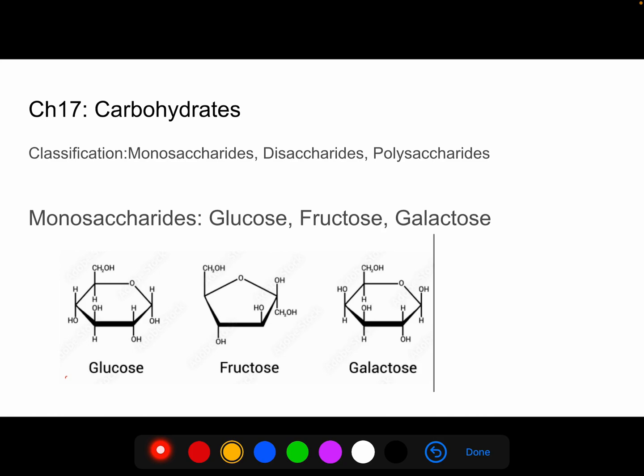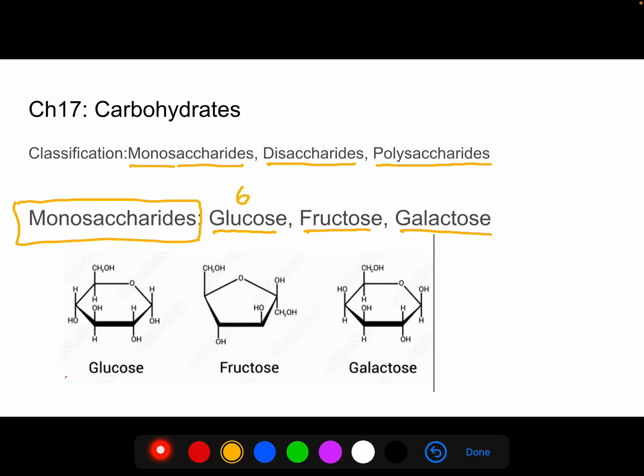Okay, carbohydrates. When we talk about the carbohydrates, we are going to divide them into 3 big groups. We are going to talk about the monosaccharides, the disaccharides, and the polysaccharides. So let's start with the monosaccharides. The more common ones that we will be dealing with are 3: glucose, fructose, and galactose. All of those molecules are 6 carbon molecules. They contain 6 carbon, and this is how they look.